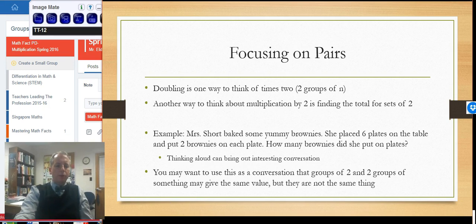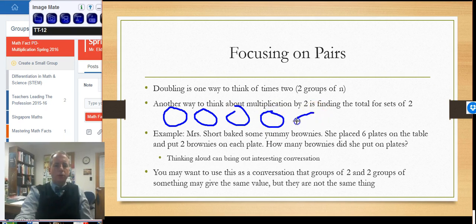Thinking aloud can definitely be one of the places that we're going to get our kids thinking. So I've got my plates, right? So I've got 1, 2, 3. Sorry, my circle's not very good. I'm just trying to draw with the mouse. So 3, 4, 5, and 6. So I've got my 6 plates, and on each plate I've got 2 brownies. So let me put my brownies on my plate.